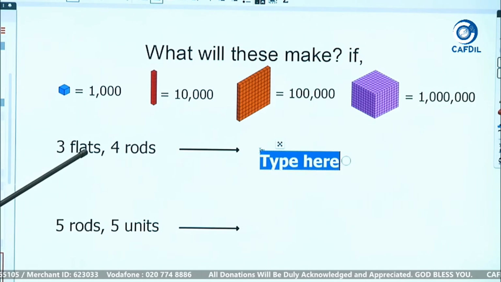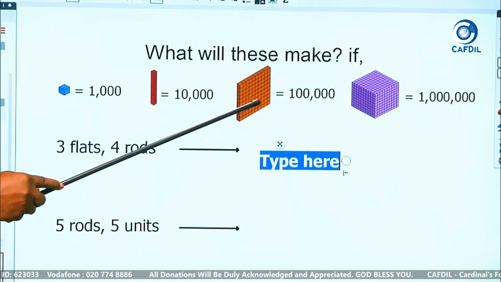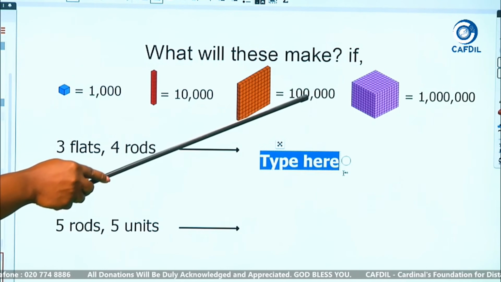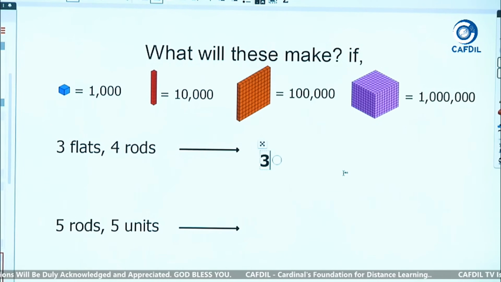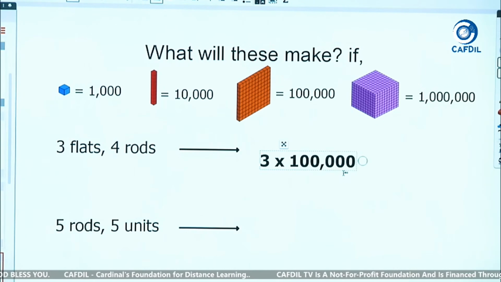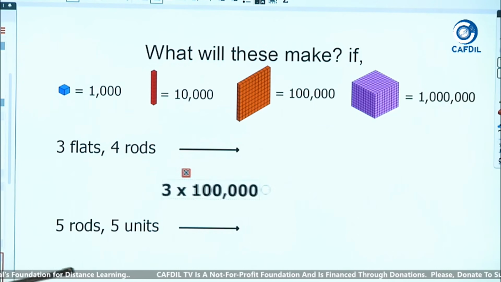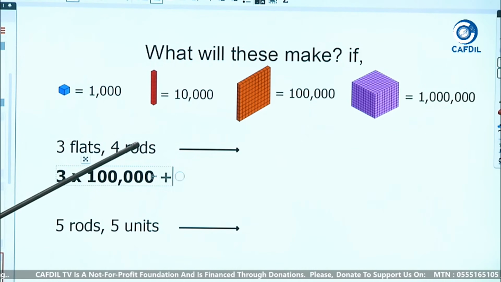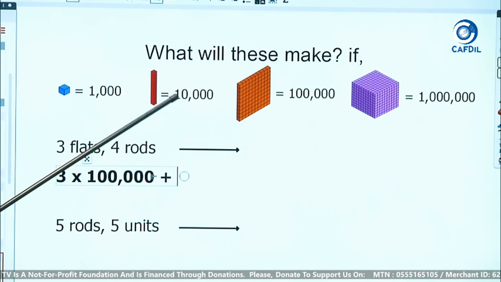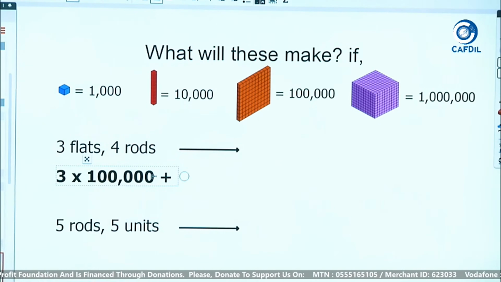So 3 flats. Where is the flat? We have the flat here. So it means it's 100,000. So it's 3 times 100,000, plus 4 rods. And then the rod is 10,000. So 4 times 10,000.